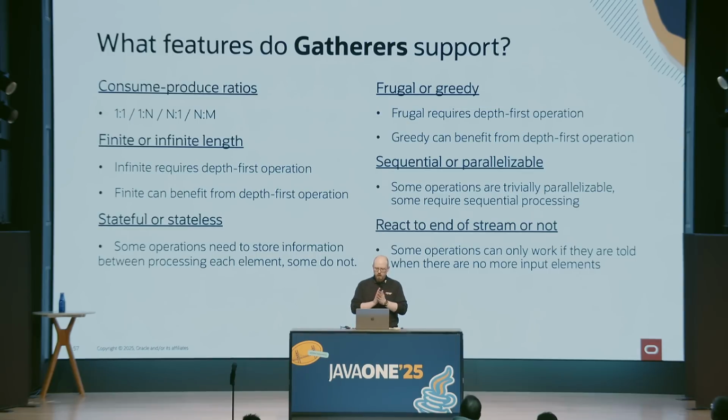So, to sum things up, what features do gatherers support? Clearly, it would have been weird if I had managed to omit something here. Gatherer supports all of the interesting features that we wanted to support, in a packaging that looks very similar to what we already had, like Collector. There's a single new method added on Stream. It has a default implementation as well, so it doesn't break any existing code that implements Stream. And it gives us the building blocks for intermediate stream operations.